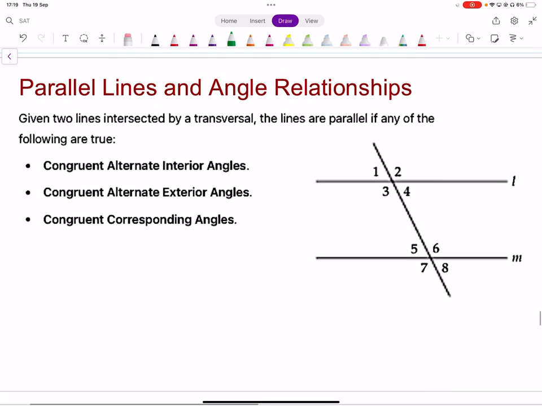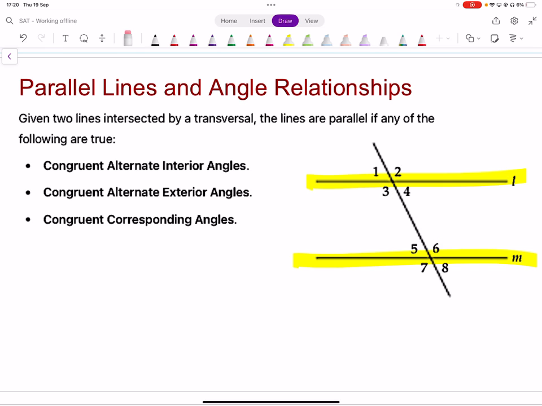Now it also works the other way around. Whenever you have two lines like this given, let's say you have a line L and a line M, and you know that the angles 3 and 6, for instance, they're equal to each other. That implies that these lines are parallel. Okay? Because otherwise they cannot be equal. 3 and 6 can only be equal if the lines are parallel. Right?